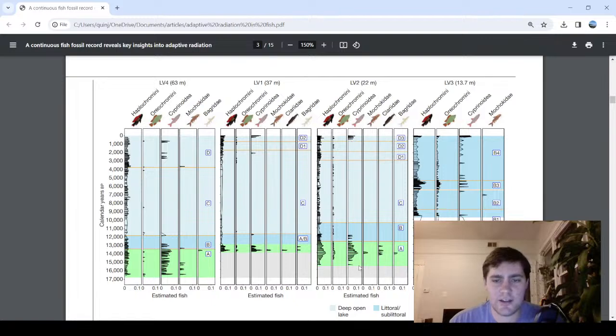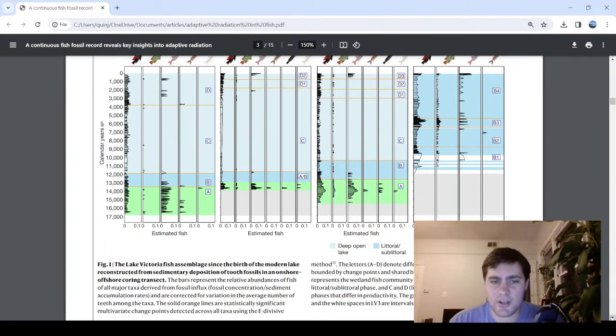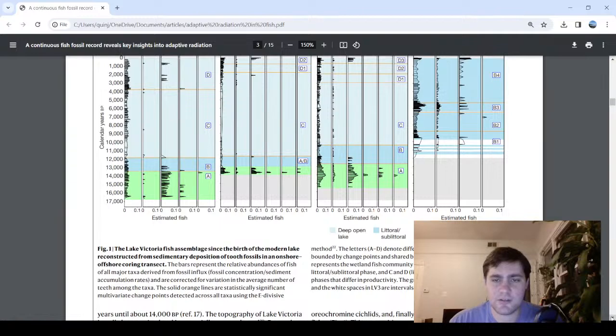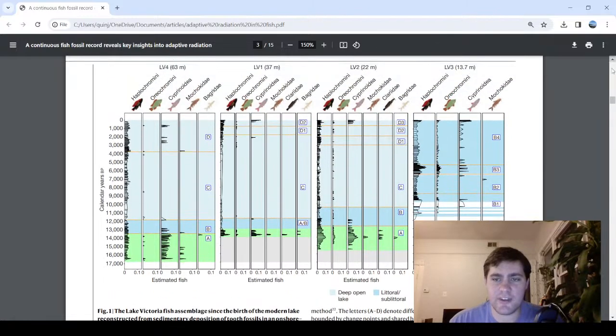So green is the wetland fish community. That's interesting. So for the first few thousand years, they're saying that the cyprinoids, sorry, I'm not saying that right, the carps, dominated for the first few thousand years, but eventually, I don't know, I wonder what happened here. This is kind of hard to read.